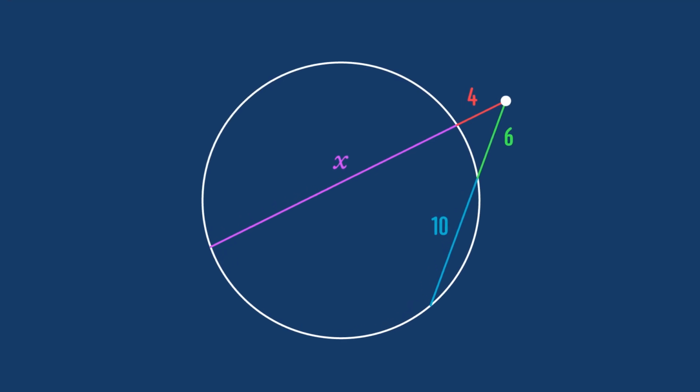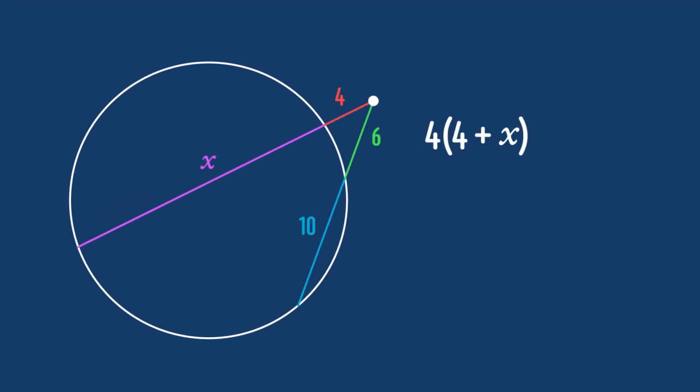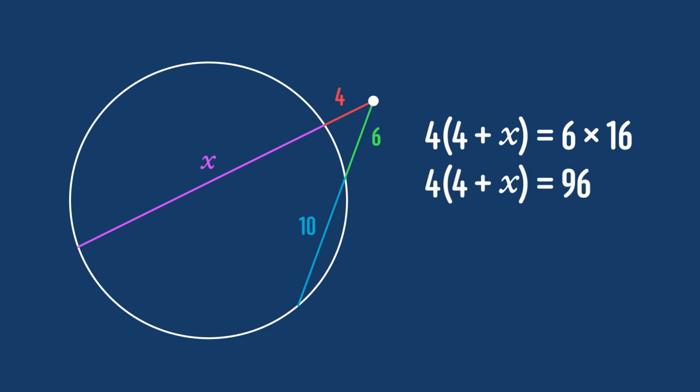The intersecting secants theorem tells us that 4 times (4 plus x) equals 6 times 16, which is 96. So dividing this by 4, we have 4 plus x equals 24, and then x equals 20. Well done if you got that right.